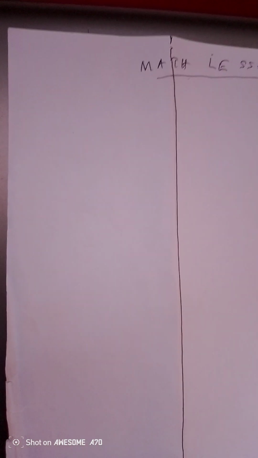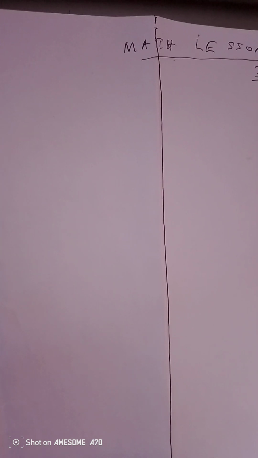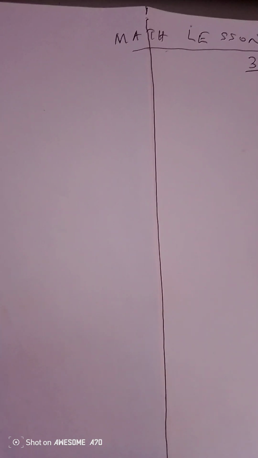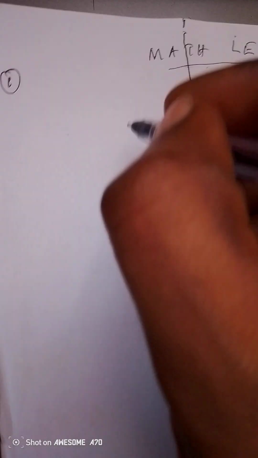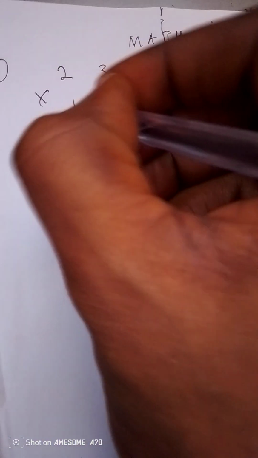Today we are going into lesson 3, and in this lesson we are looking at multiples of 11, multiplying numbers that end with 11. That is, if you multiply a number by a multiple of 11. Let's take an example. Example number 1: 23 multiplied by 11.